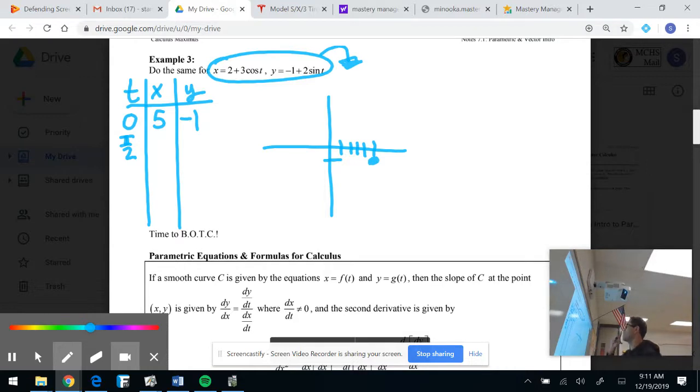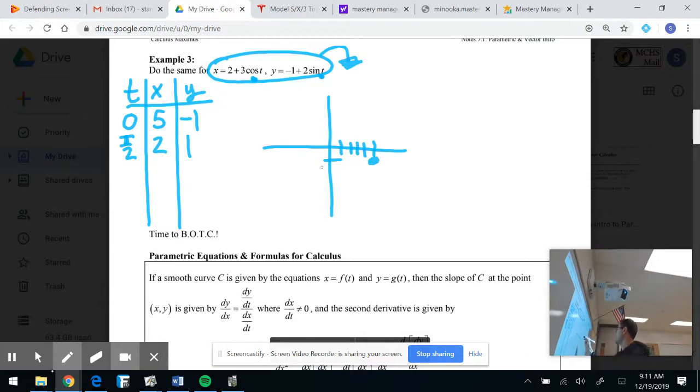All right, so we're going to plug in pi over 2. Cosine of pi over 2 is 0, so it's just going to be 2. Sine of pi over 2 is 1, and -1 plus 2 is 1. So it will be 2 comma 1, right there. Dang, I almost graphed that wrong. So there is my direction of my particle, and I'm moving in that direction. Pretty quick speed.